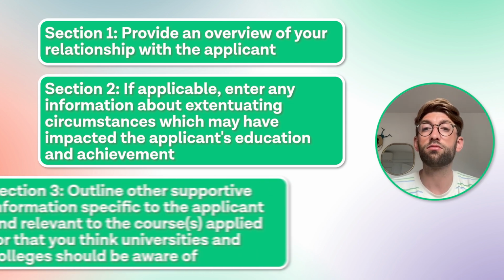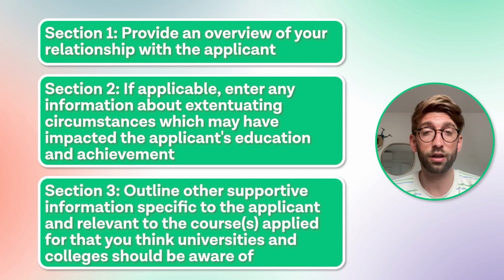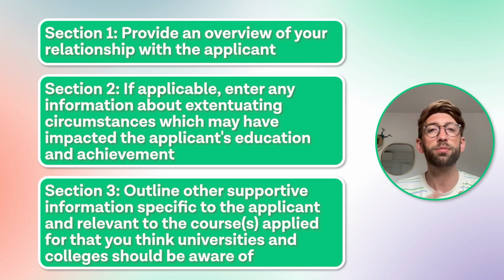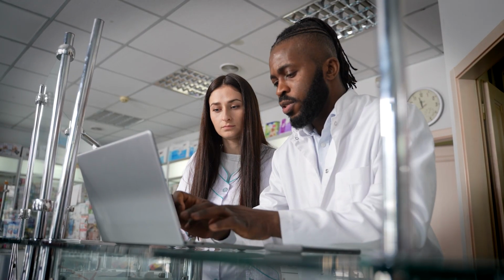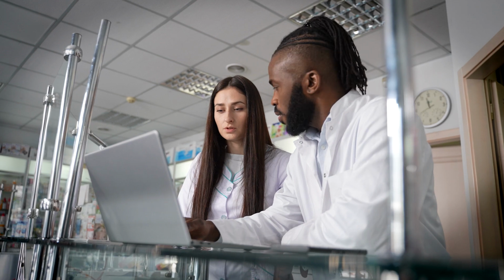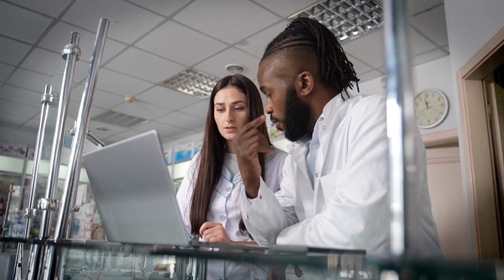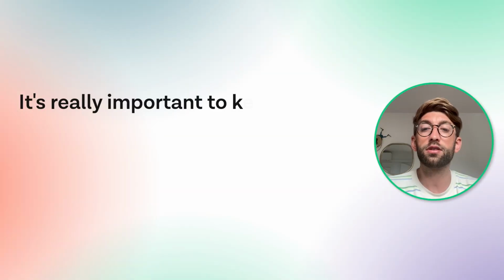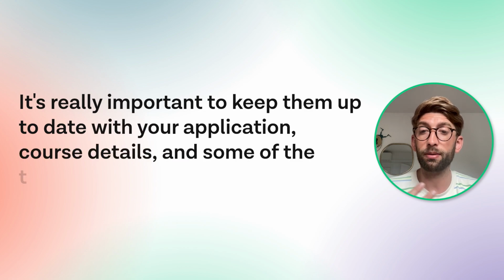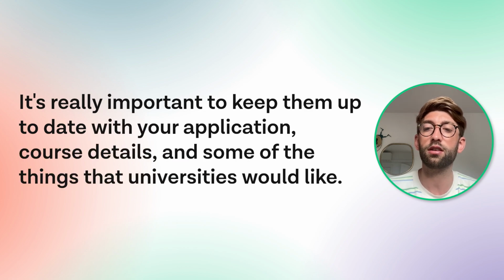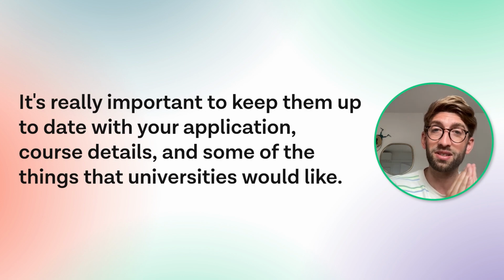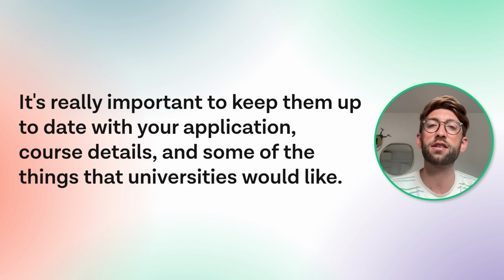But section 3 is really where you should be working alongside your referee. They probably have helped you with your application, collaborated a little bit on your personal statement and offered some feedback on it. So they should know a lot about you, but also it's really important to keep them up to date with your application and your course details and some of the things that universities would like in their future students, to show the referee that you possess those skills, traits, whatever it is, so that they can sing your praises in this section.